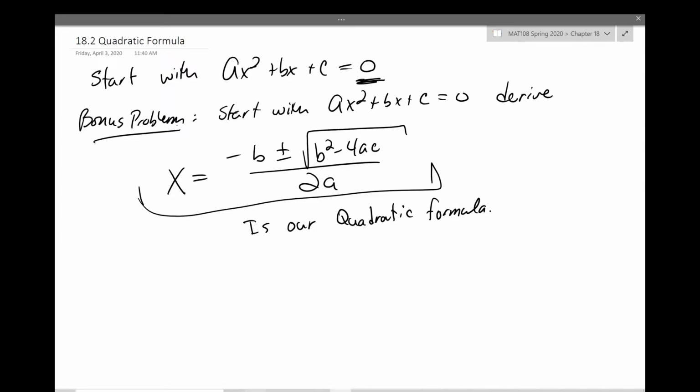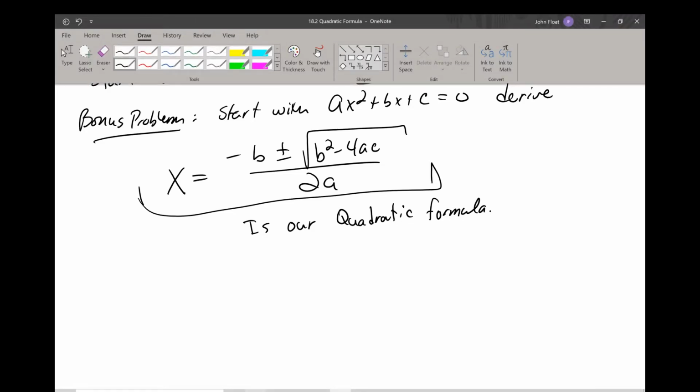So the bonus problem is you're going to start with ax squared plus bx plus c, and you are going to algebraically manipulate it to get x equals negative b plus or minus the square root of b squared minus 4ac, all divided by 2a. Now, you cannot use numbers. You have to use the letters a, b, c, and x.